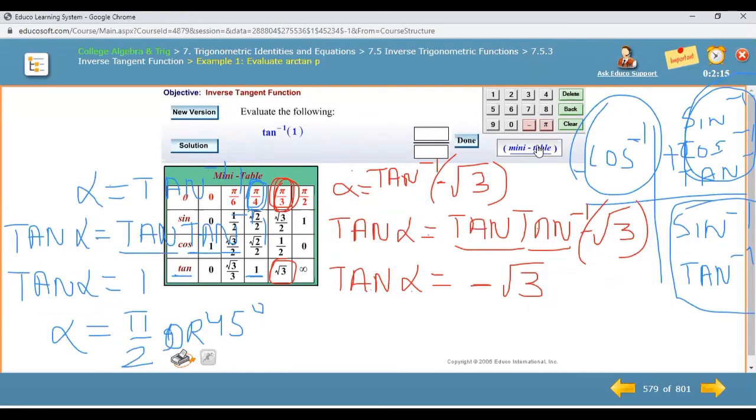Now tangent alpha is negative. Which quadrant? It is in the fourth quadrant. In fourth quadrant, I'll simply write it as negative pi over 3 or negative 60 degrees. That's the answer. Negative pi over 3 or negative 60 degrees.